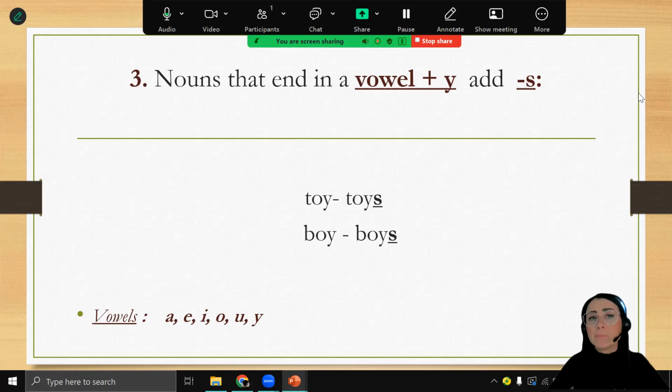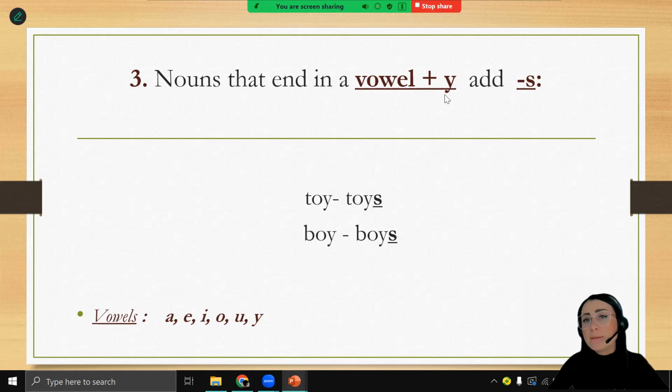Rule number 3. Nouns that end in a vowel plus y have the ending s. Look at this. Toy, toys. We have a noun which ends with the letter y. In this case, we should pay attention to the previous letter. If it is a vowel, we have a simple ending s. Toy, toys. Boy, boys.